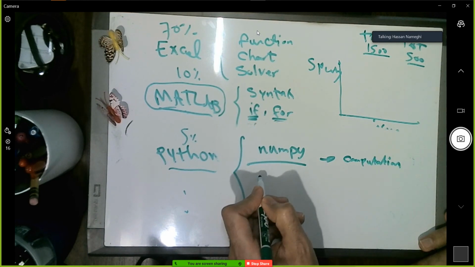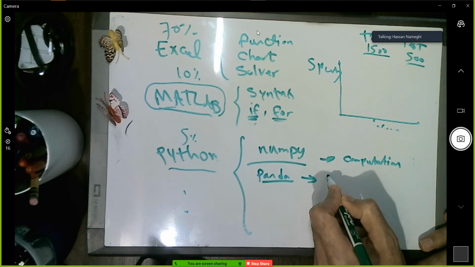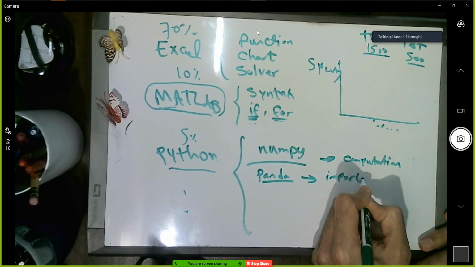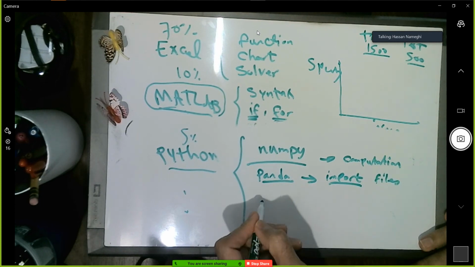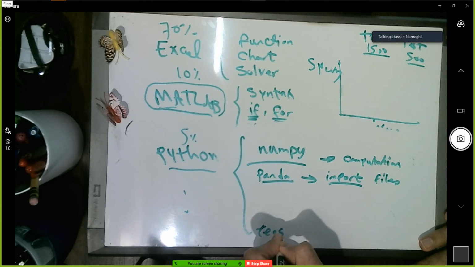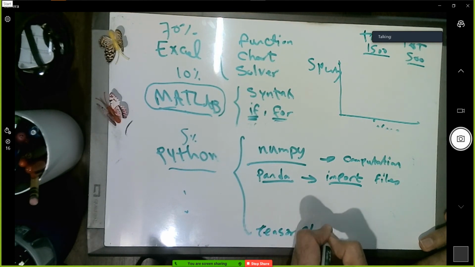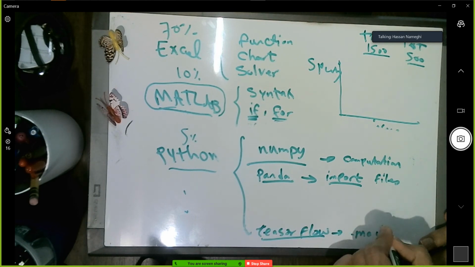Later on we use Pandas. Pandas is used when you want to import files or export files. So this is used for importing files. We use another library called TensorFlow. That's going to be next week. This is used for machine learning.